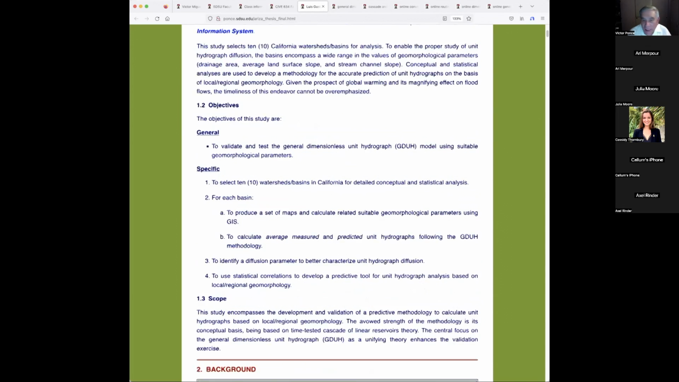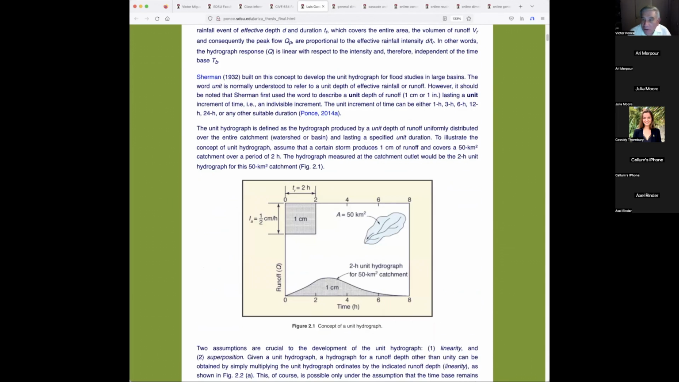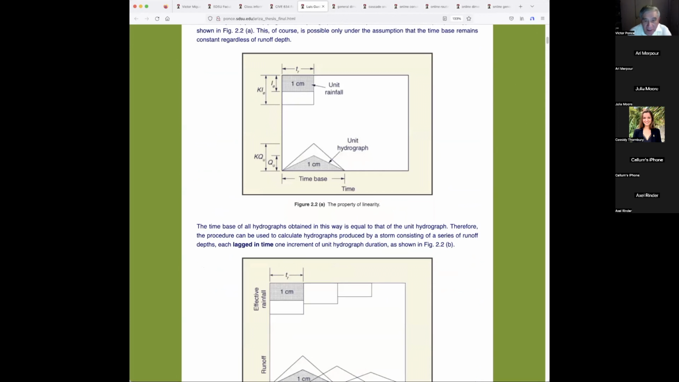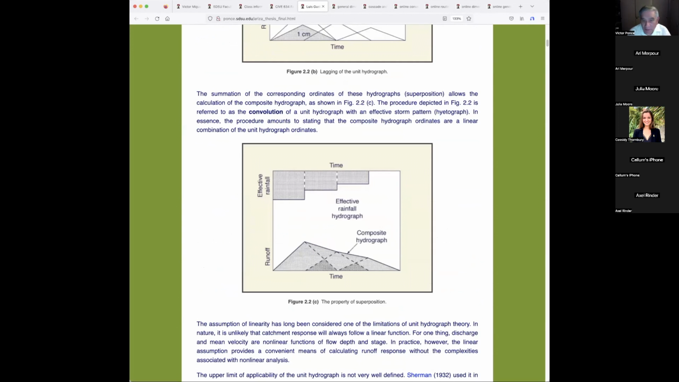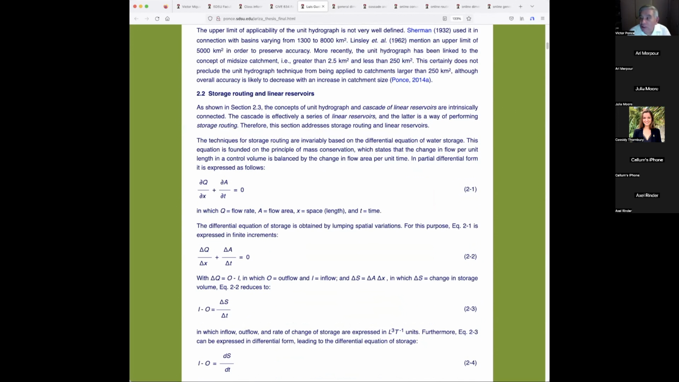With all kinds of GIS support, background, the unit hydrograph, we already know that. He picked this out of my book. All these graphs I picked out of my book, just lifted out of my book. I don't care, because he had to do the background, right? Every thesis has to do a background.